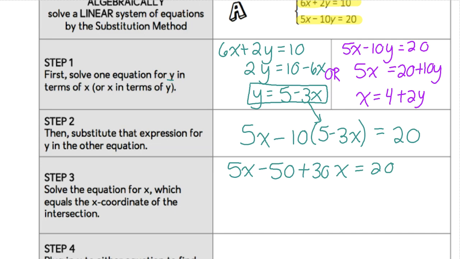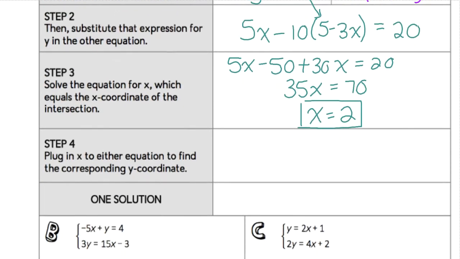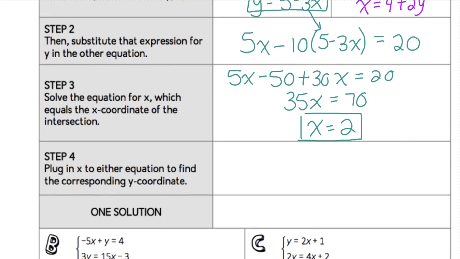I'm going to combine my like terms and get 35x. And I'm going to add 50 to both sides to get 70 on this side. Dividing by 35 on both sides, I get that x equals 2. So I have solved for x. That's my first step. Now, remember, a solution to a system is an xy coordinate pair where both equations are the same. So we now need to plug that in to one of our original equations to find the y value that goes with it.